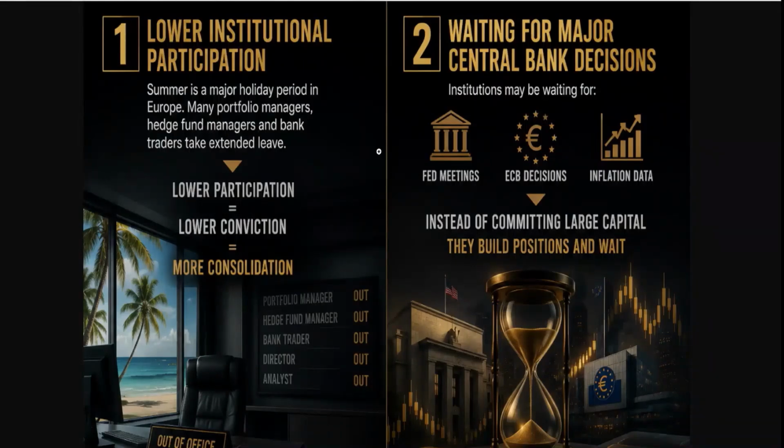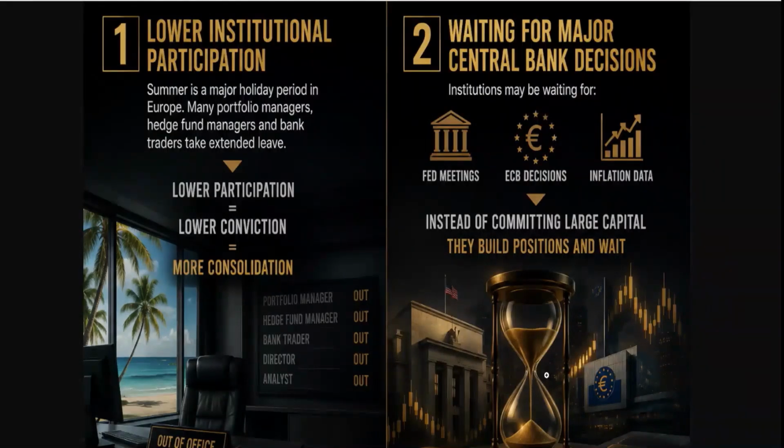Another reason is that institutions are often waiting for major economic events. Things like the Fed meetings, ECB decisions, and inflation data. So instead of committing large amounts of capital, they build positions and they wait. Now, nothing in the markets is guaranteed. This isn't a prediction. It's simply understanding the market context.